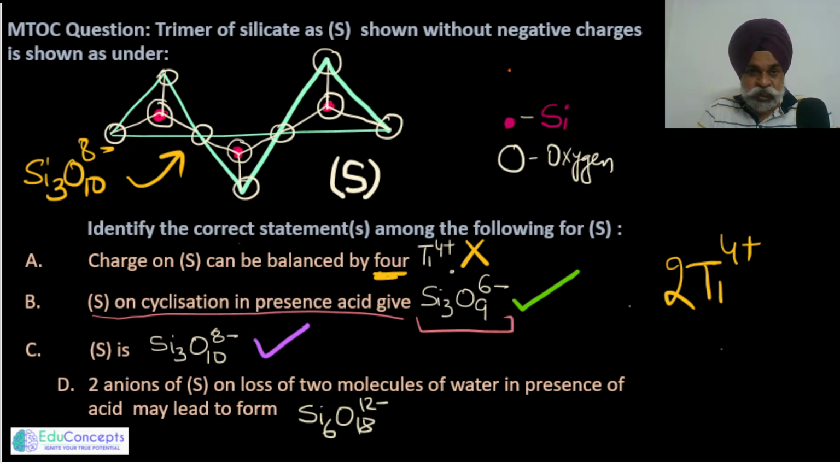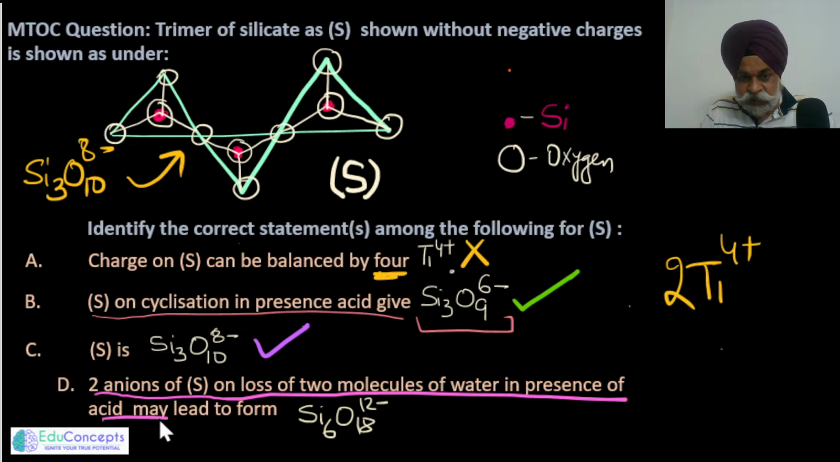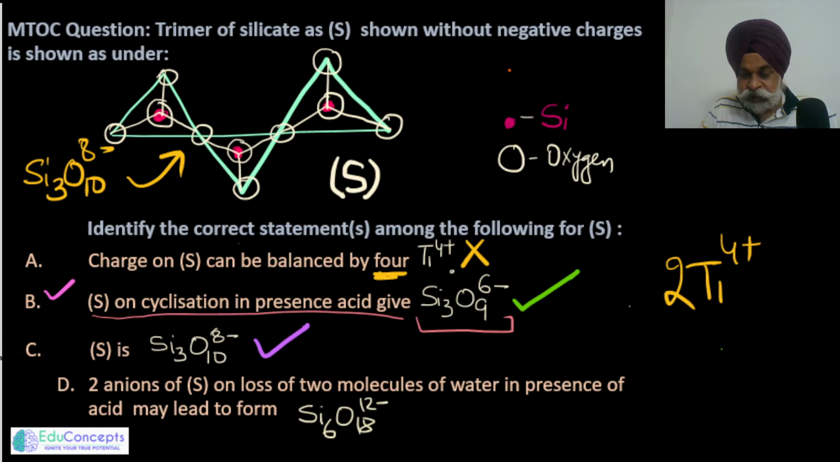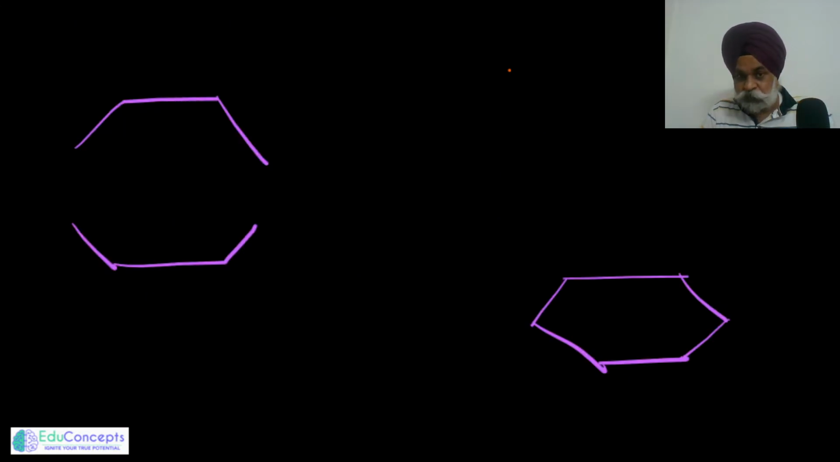Now coming on to the D option, what is the D option saying? 2 anions of S on loss of 2 molecules of water in presence of acid may lead to this. Unlike the previous case, here he has cyclized only one S. Now he is saying if you have such S units, 2 in number, and 2 of them underwent loss of water, 2 moles of water got lost, would it lead to a Si6O18? I think it does. Now what does it mean?